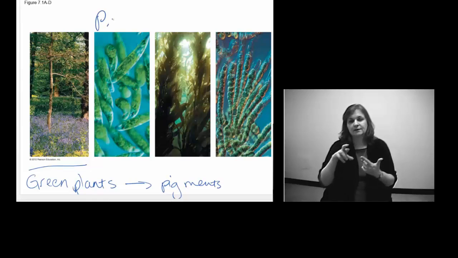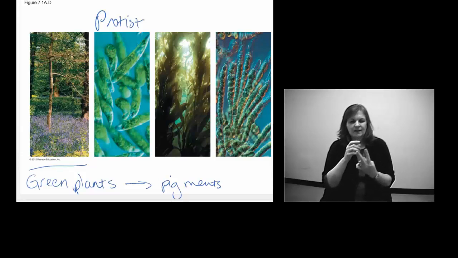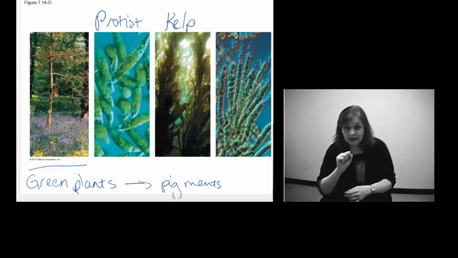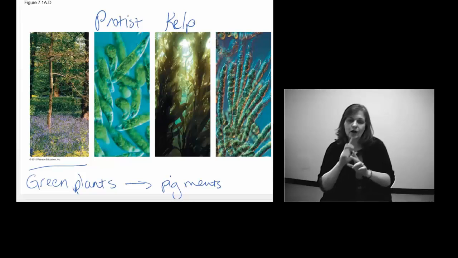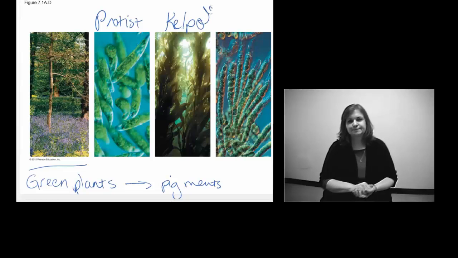This is actually a protist. Protists are an in-between category of organisms that we'll look at in evolution. They play a very important role. This is kelp. For those of you that like ice cream, kelp or seaweed is often an additive to make your ice cream very smooth and creamy. It's just an algae.